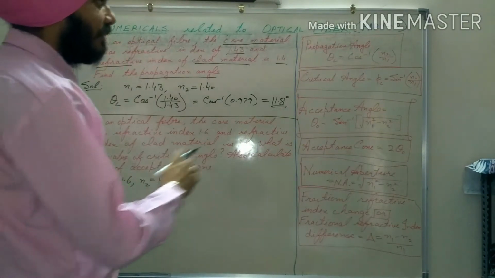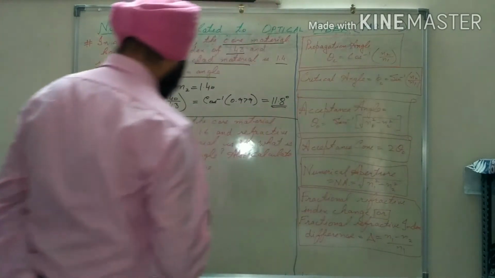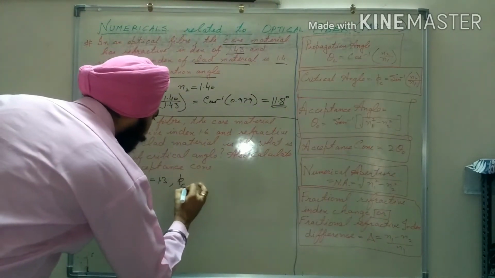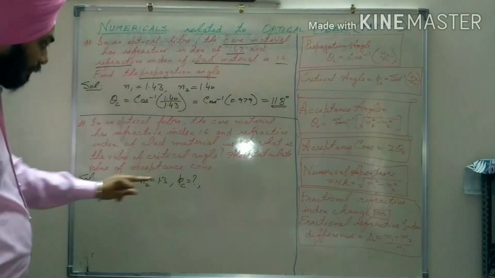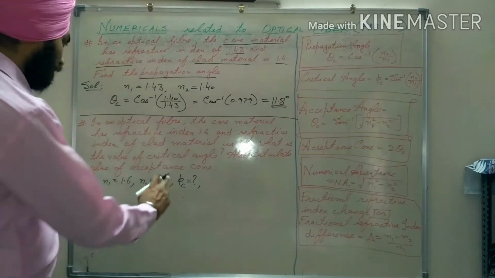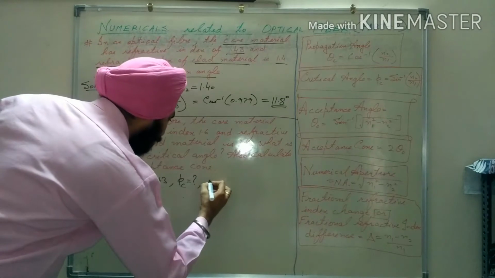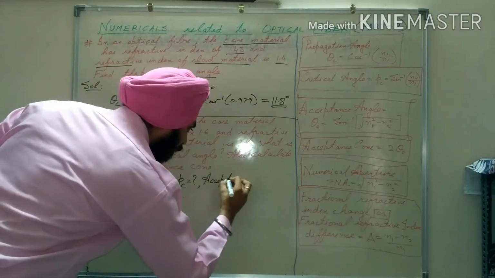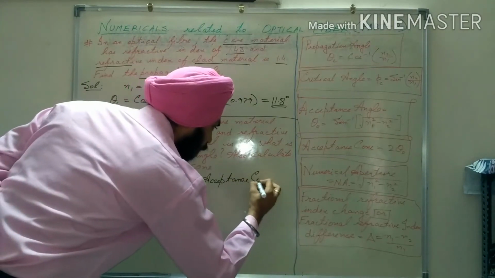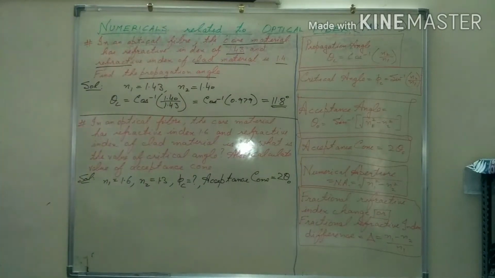Now our aim is to find the critical angle, that is phi c is equal to sine inverse n2 by n1. Means our aim is to find phi c, right? And also calculate the value of acceptance cone. Acceptance cone is 2 times acceptance angle, means our aim is to find acceptance cone, 2 times theta naught. Theta naught is acceptance angle. These things we have to find.